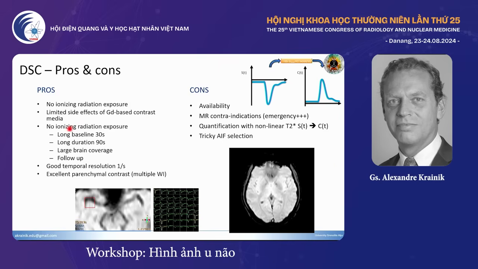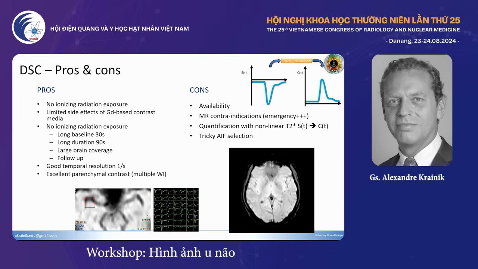And then we can also have a long enough protocol with a long baseline, about 30-second baseline, and an overall coverage of, let's say, 90 seconds to have a real cover of the first pass of gadolinium. And the fact is that you can have a roughly good temporal resolution, about one image every second or one image every 1.5 seconds, and it gives you a nice signal temporal time course.